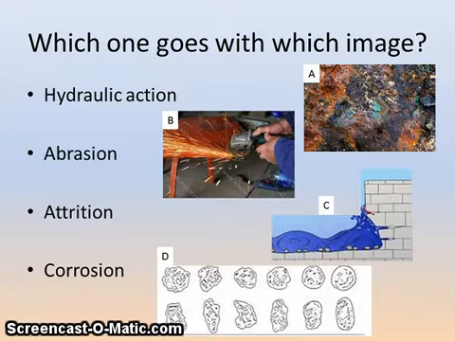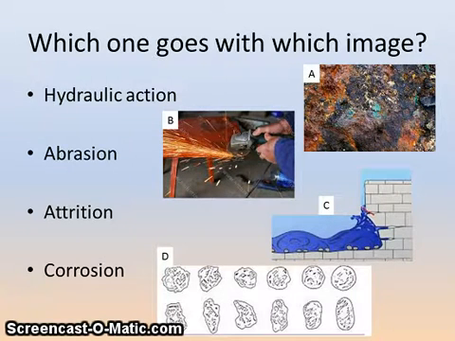You might want to pause here to see if you can work this one out yourself. Hydraulic action, well, that's picture C. The water is driving into these cracks, driving air into these cracks. The air under pressure forces the crack open.